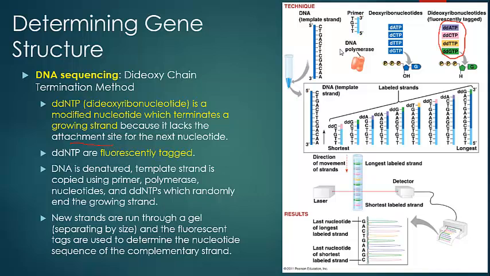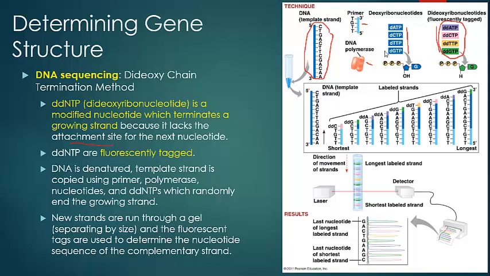So if you look at the top of this diagram here you see our gene that we want to sequence. I know here it gives us the sequence of bases, but our goal is to determine what that sequence is. Here you see all the different components needed to replicate the DNA. We have our primers, we have DNA polymerase, we have all our normal nucleotides, and now we have our dideoxyribonucleotides. All of our nucleotides that are fluorescently tagged and that will end the growing strand of DNA.